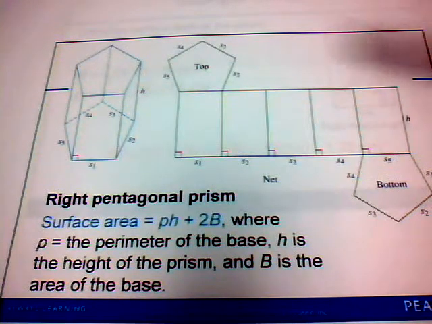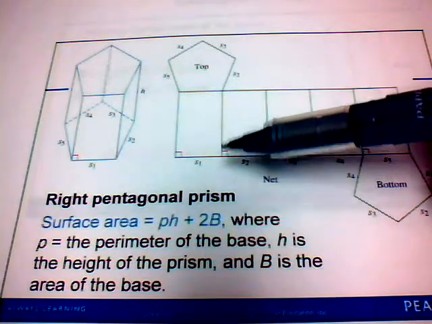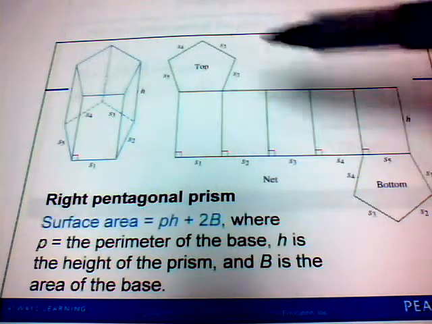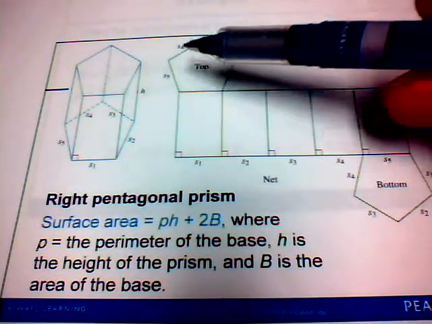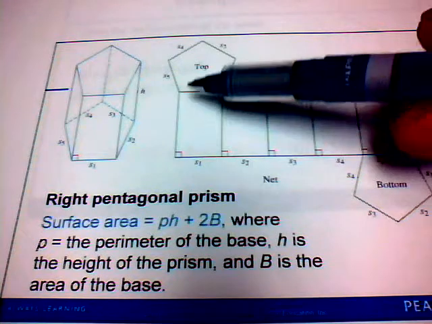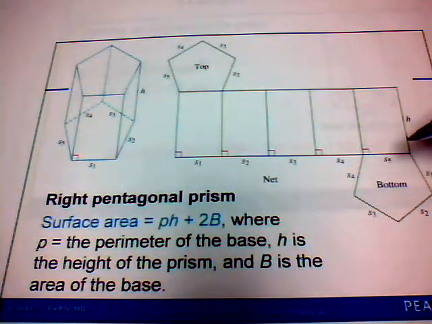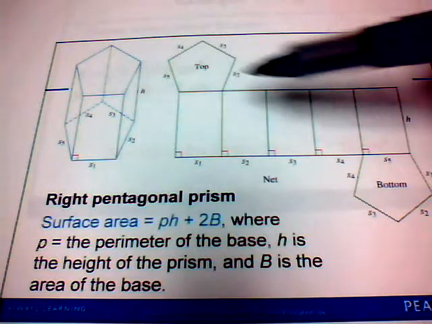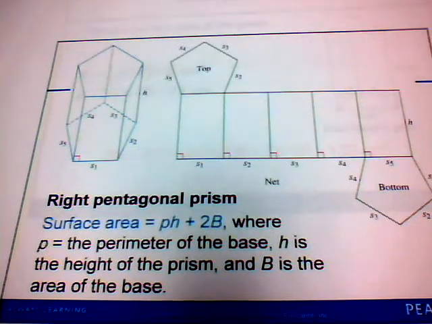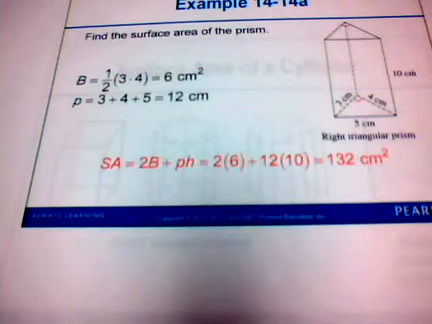So here, you'll take the perimeter of the base, multiply it by the height, and then add to it the area of these 2 bases. Let's look at an example of that.